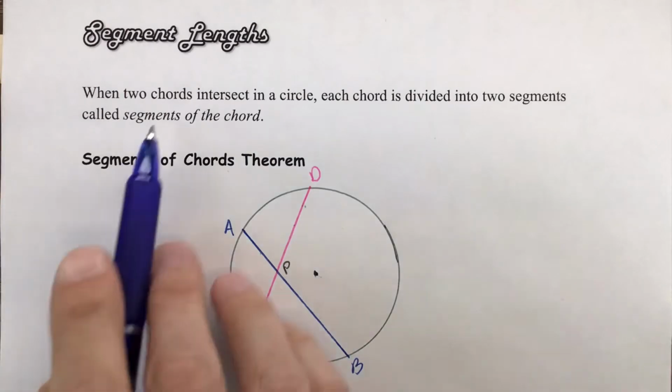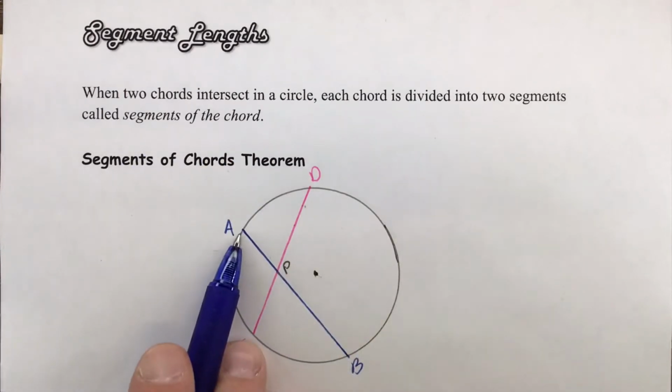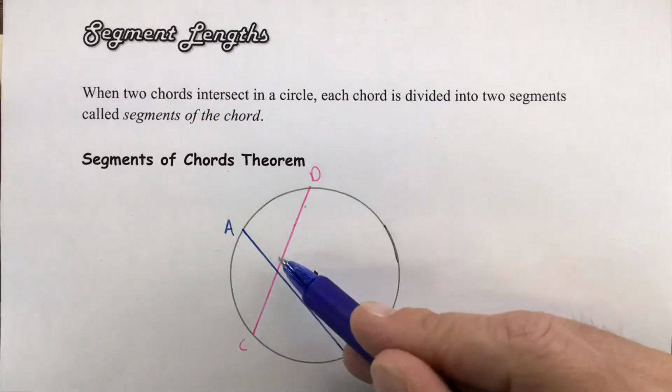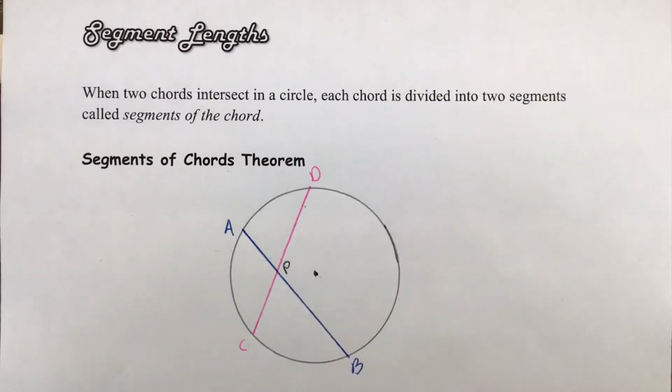Okay, so for the first one here, when we've got two chords intersecting with each other, they divide each other into what we call segments of the chord. So you have a segment here, AP, you have a segment here, PB, you've got CP and PD. The theorem that we're going to get out of this is that the product of the segments of the chord taken from the same chord will be equivalent to the product of the segments of the chord taken from the other chord.